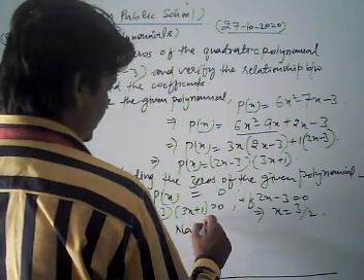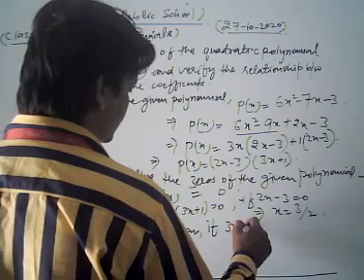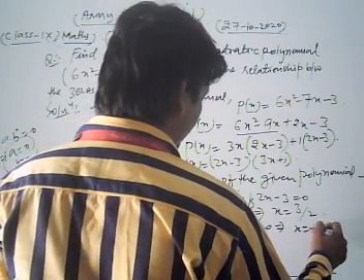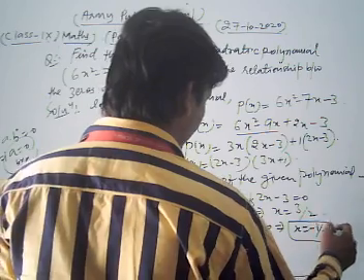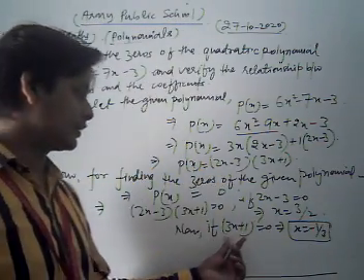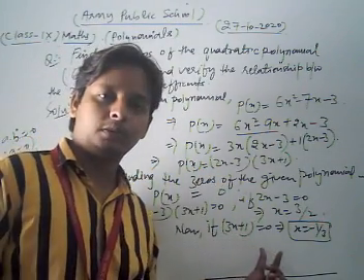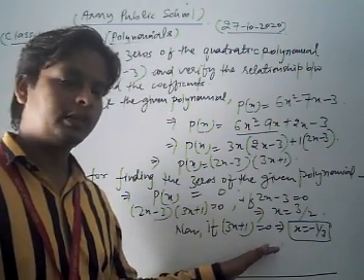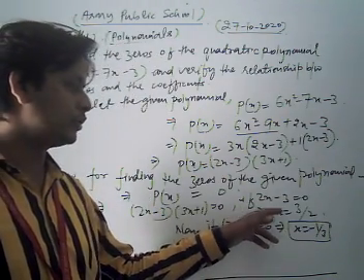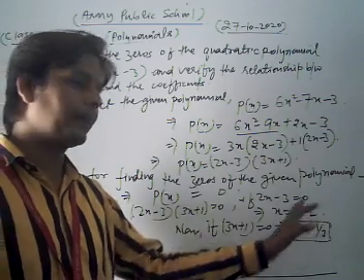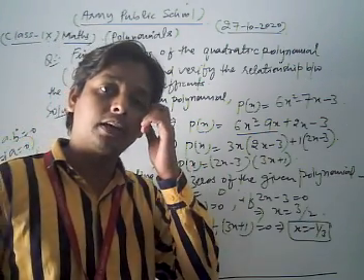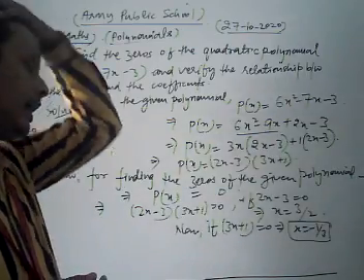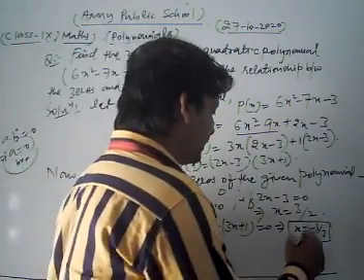Now dear friends, if 3x plus 1 is equal to 0, then we get x is equal to minus 1 by 3. Thus, in this way we have two zeros, 3 by 2 and minus 1 by 3. One is alpha and the second is beta. So this is our complete one.